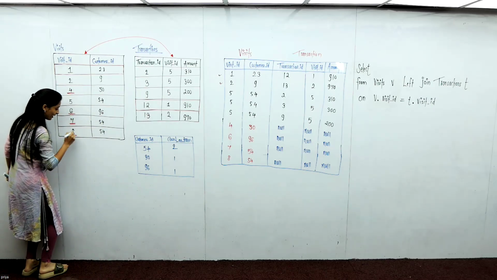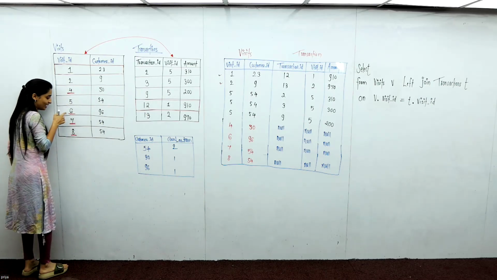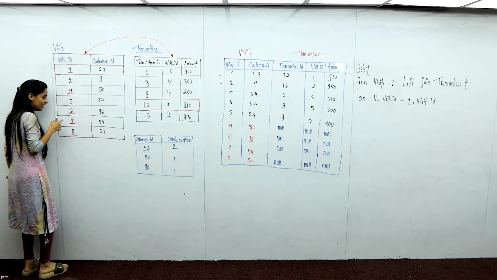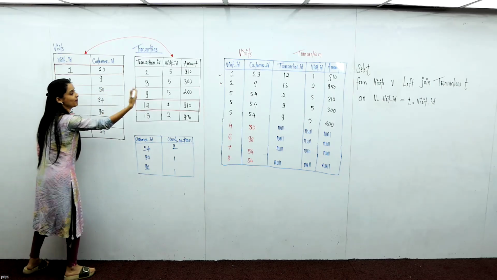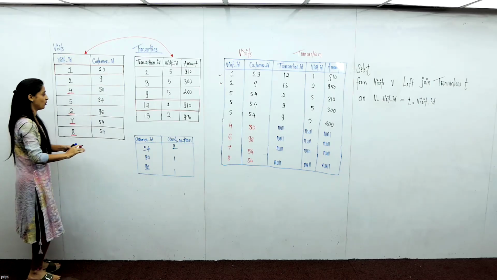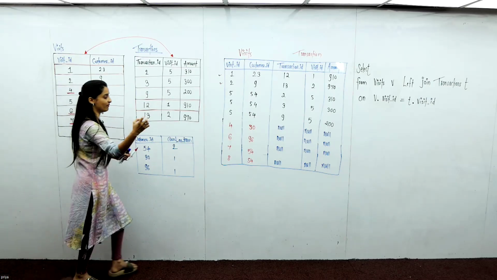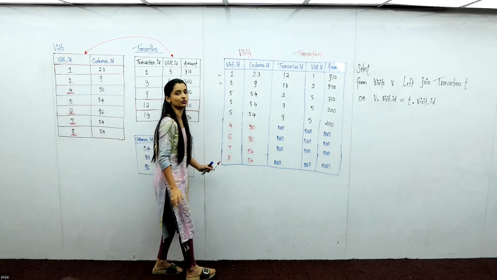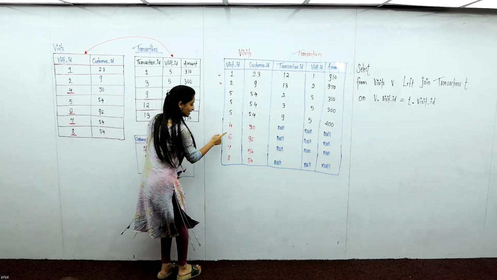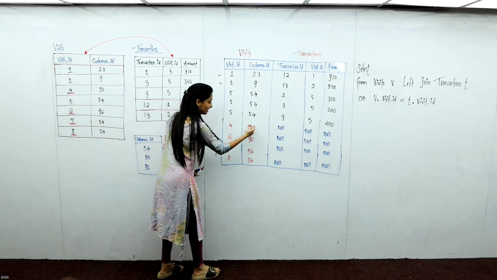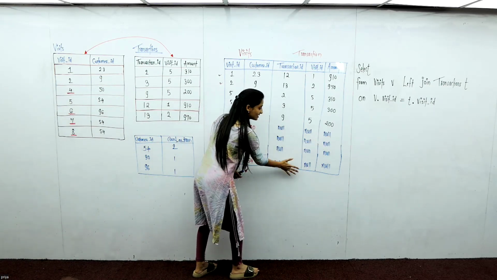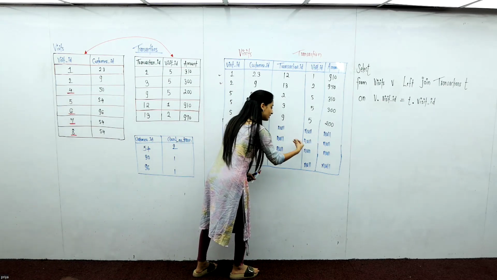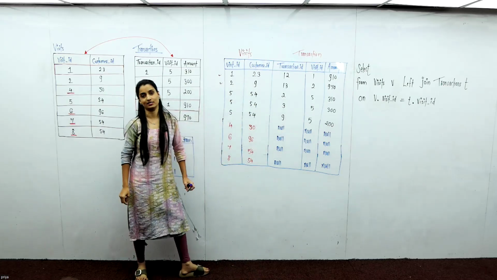So how many records are there? 4, 6, 7, 8. These four records do not have any match in this table. So non-matching records we will pick and give into the result set. 4, 6, 7, 8, and these are the customer IDs. They do not have any record in the transaction table, so we will insert null. This is what left join does.